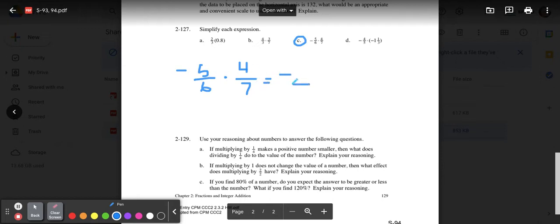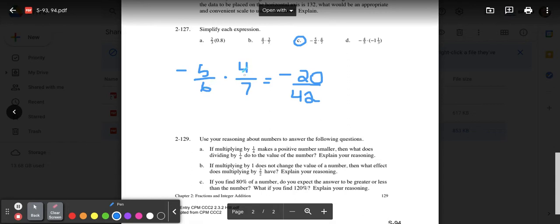So I'm just going to move my negative over. I know it's negative. Just like -5 times +4 is going to give me -20. Then my denominator, 6 times 7, is going to give me 42. So again, I can reduce this because I know that a 2 will go into 20 and 42. I could have reduced it over here.